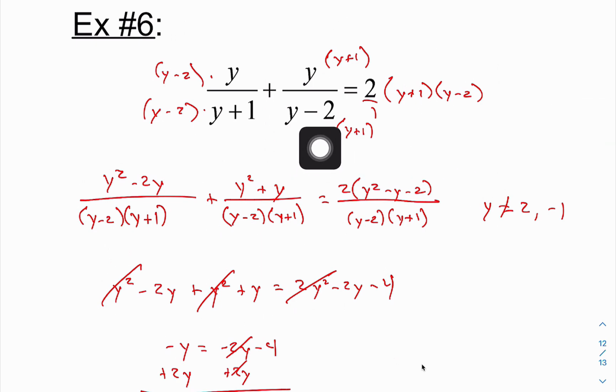So the common denominator here is y plus 1 times y minus 2. The first fraction has one of the factors but is missing the other one. The second fraction has one of the factors, missing the other one. The third part, the 2, doesn't have either of the factors because it's 2 over 1, and therefore you've got to multiply by both of those factors on the right-hand side. That's what makes this one obviously more complicated than the previous ones.